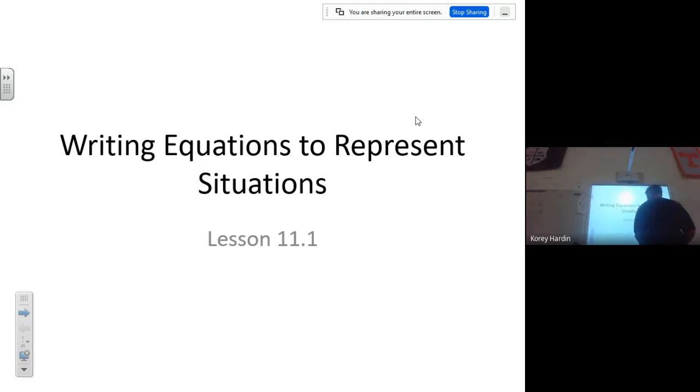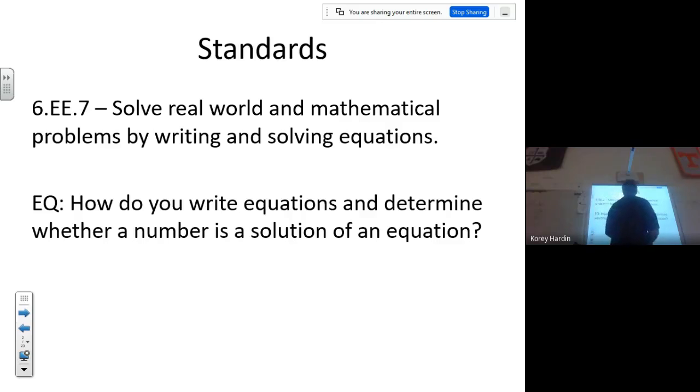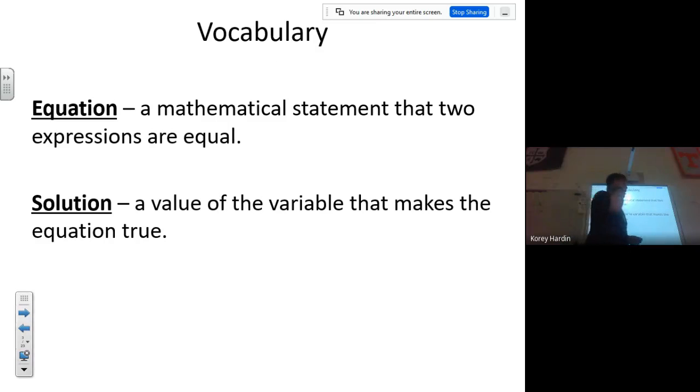So the first thing we're going to talk about is, well, we'll go to the standard first. How do we write equations to determine whether a number is a solution of an equation? That second part is what we're going to do today. We're going to talk about the difference between an equation and an expression. Okay, now we've talked about expressions before, but not really equations.